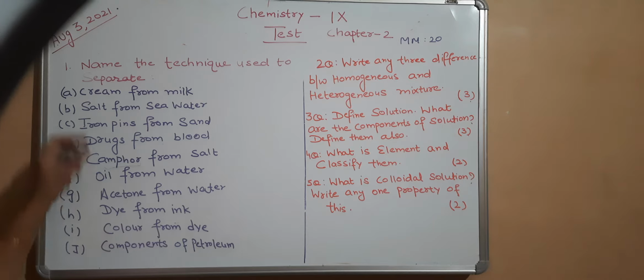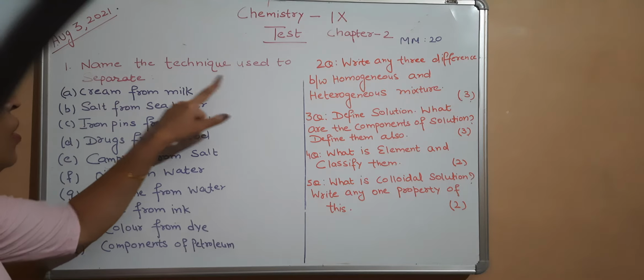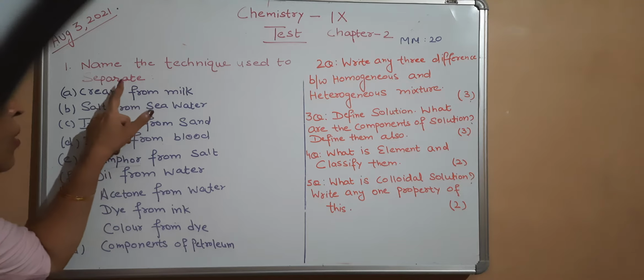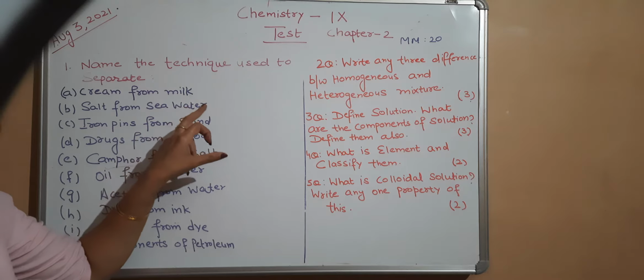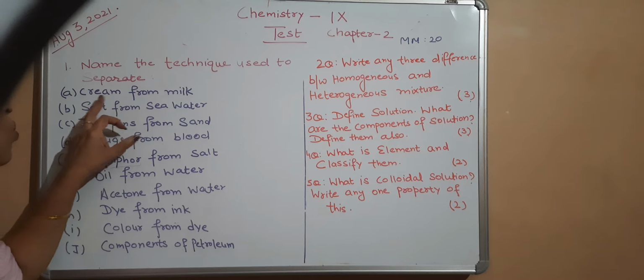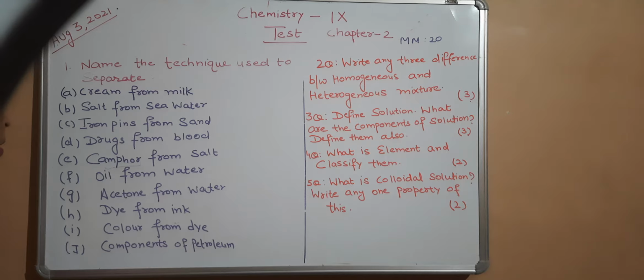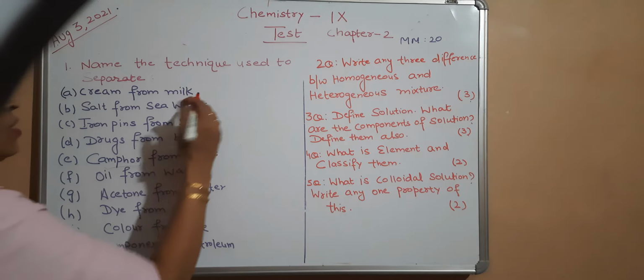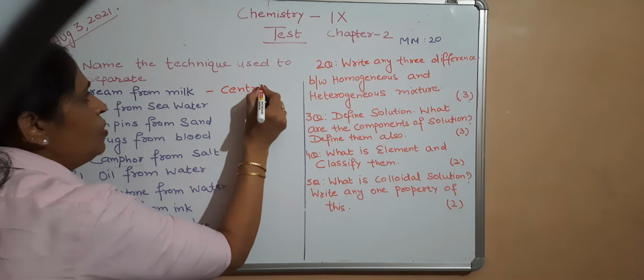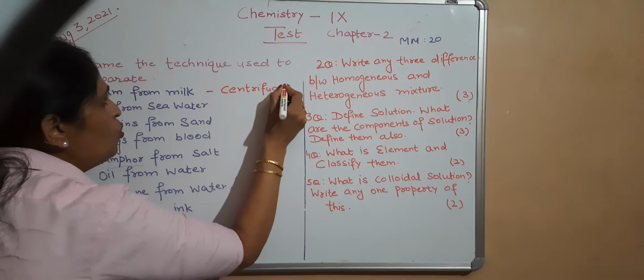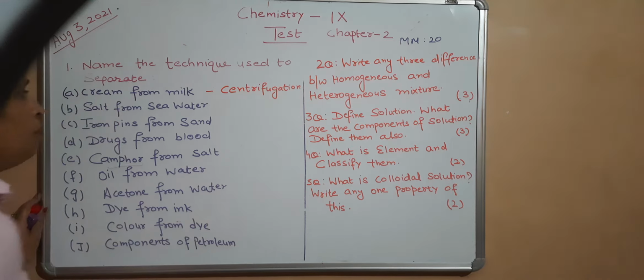These questions also. First question is: name the technique used to separate. Which technique is used to separate cream from milk? Here you have to write the name of the technique that is used to separate cream from the milk. This is called centrifugation. Centrifugation is the technique that is used to separate cream from the milk.